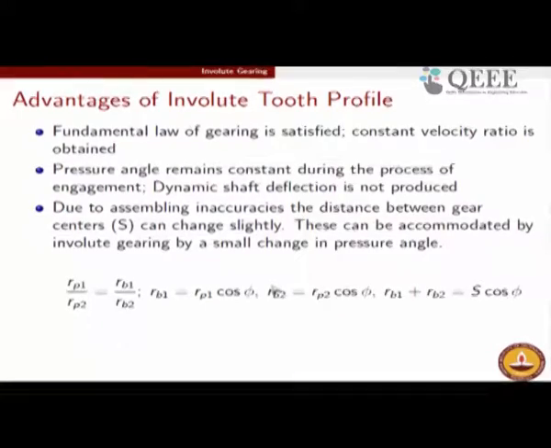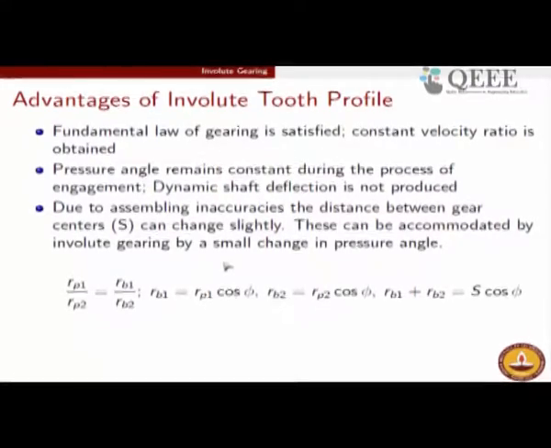Another very important reason why we go for these involute tooth profiles is that they are very robust. In a practical situation, there will be assembly related inaccuracies. You may have designed the gears to be operated between two shafts which are placed at a certain distance apart. But you can understand during the assembly process this distance will not be maintained, there will be slight deviations. It so happens that involute gearing can actually accommodate these slight changes in assembly related inaccuracies, and the only change that will happen is in the pressure angle. Nothing else will fall apart, everything else will work, the fundamental law of gearing will still be satisfied.